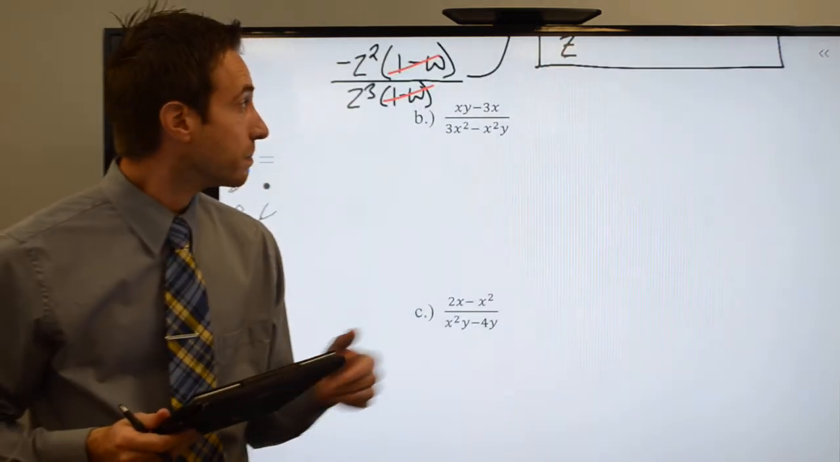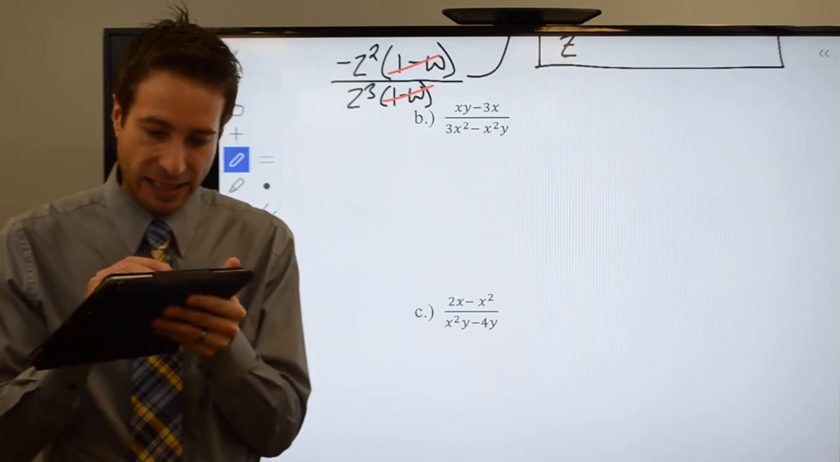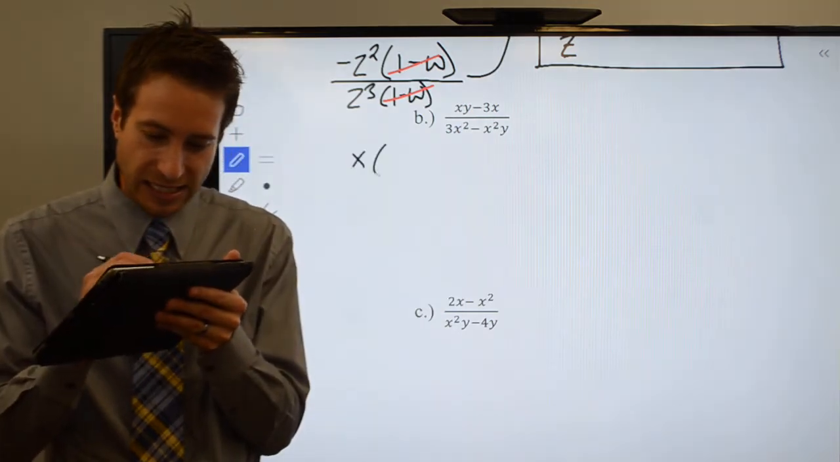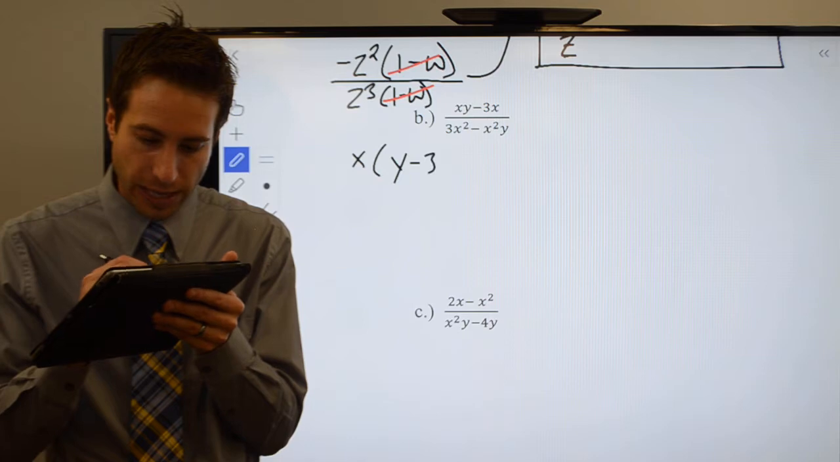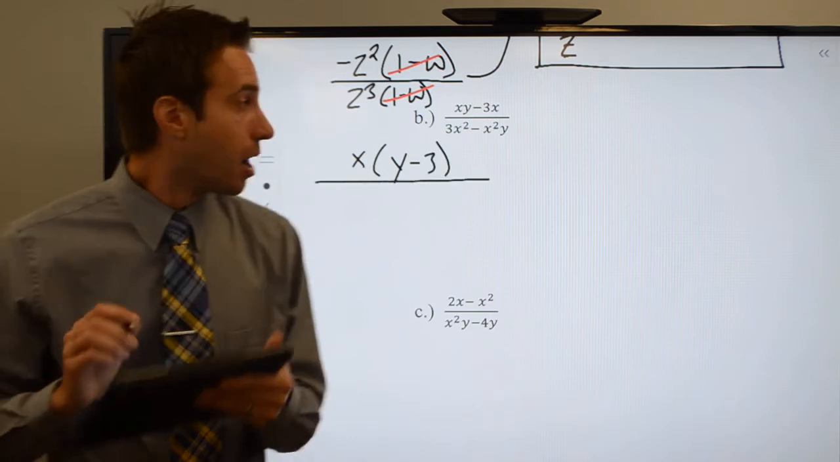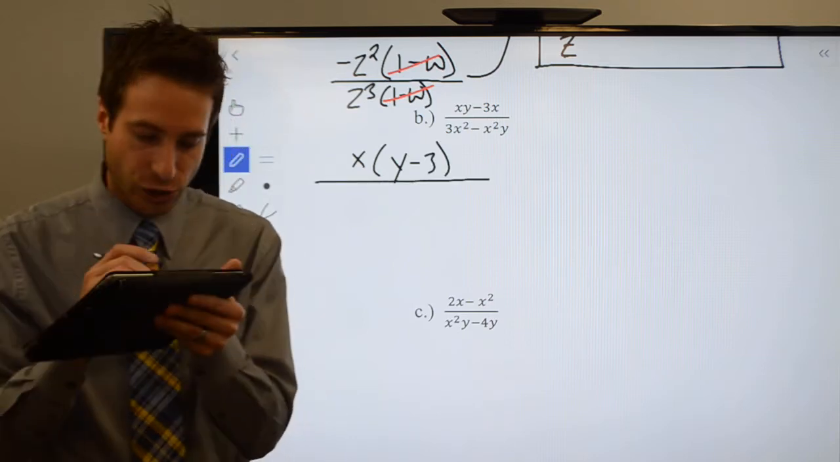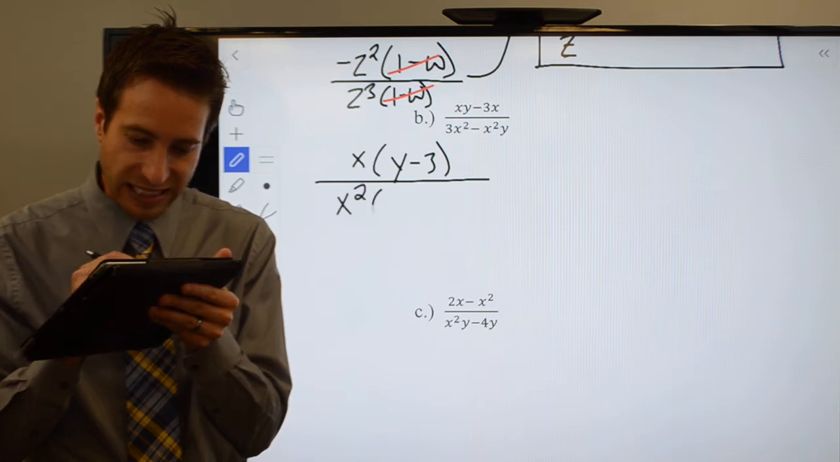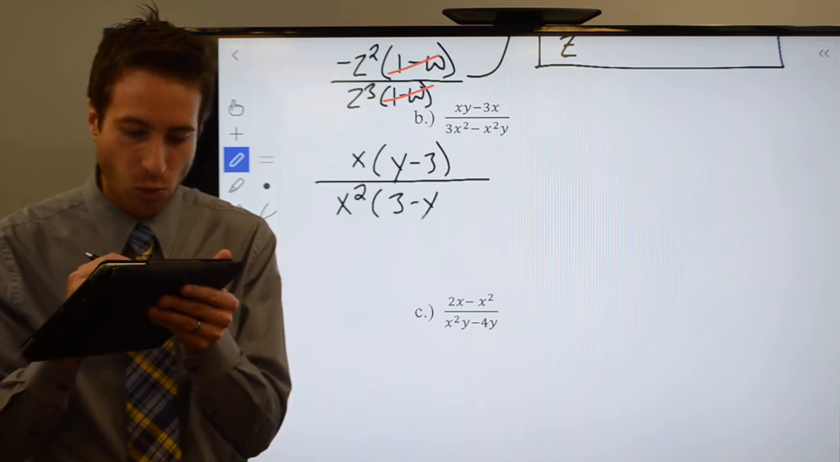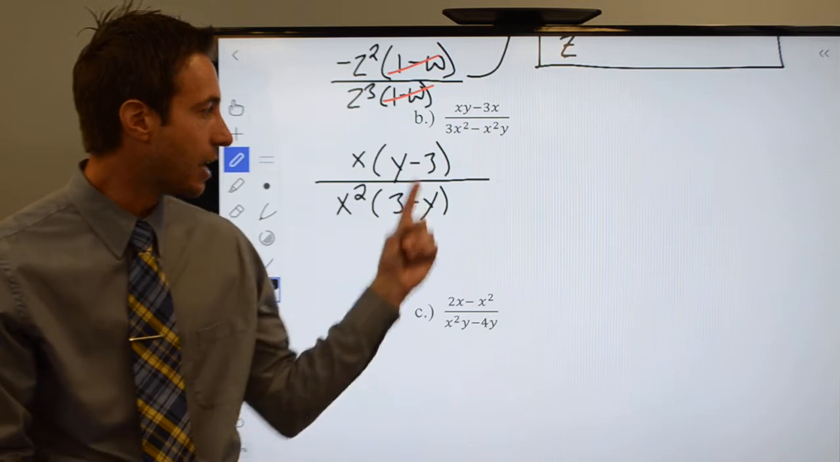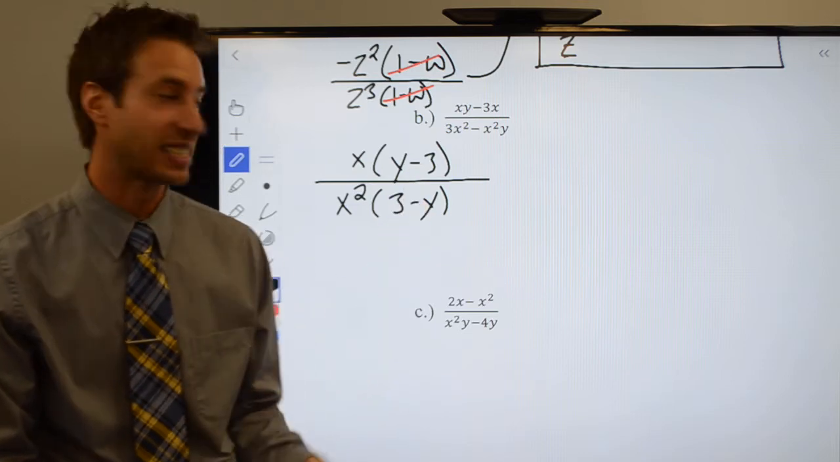In this one, looks like I've got an x. I can factor out an x. So I pull out that x. It's going to leave me with a y minus 3. In the bottom, I can factor out an x squared. That's going to leave me with a 3 minus y. And there again we see it, right? Really close. The only difference is the sign.